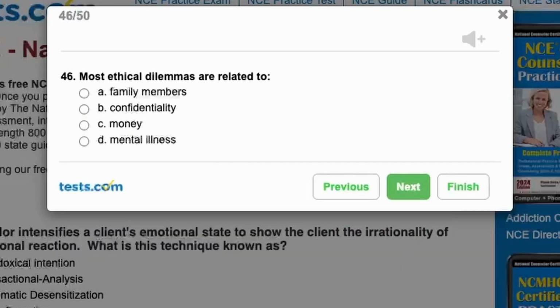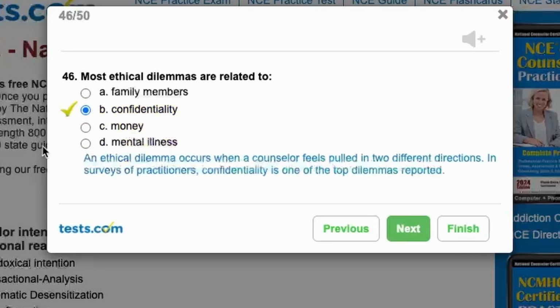Most ethical dilemmas are related to A. Family members, B. Confidentiality, C. Money, or D. Mental illness. B. An ethical dilemma occurs when a counselor feels pulled in 2 different directions. In surveys of practitioners, confidentiality is one of the top dilemmas reported.